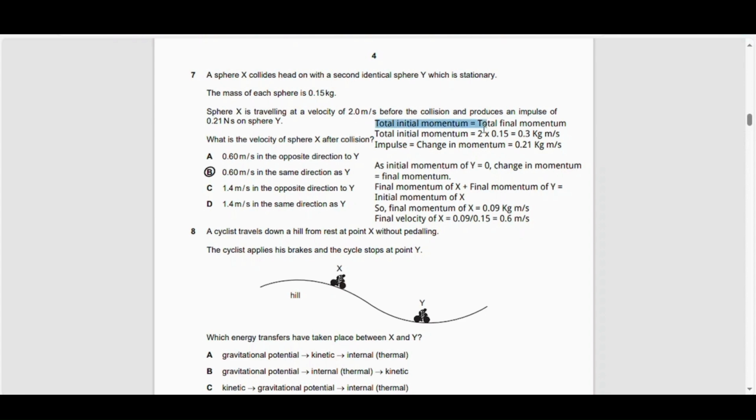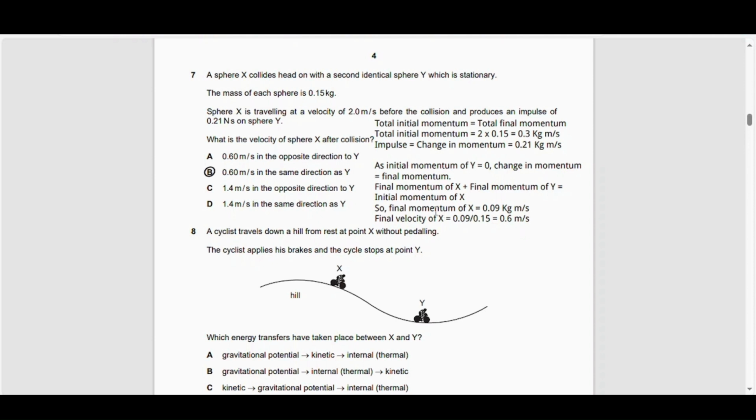I've got that there. And we know that the total initial momentum is equal to the total initial momentum of X, which we have here. So that must equal the final momentum of X and the final momentum of Y. And we've just established that the final momentum of Y is 0.21 Newton seconds. So if we rearrange the equation, the final momentum of X is equal to 0.09 kilogram meters per second.